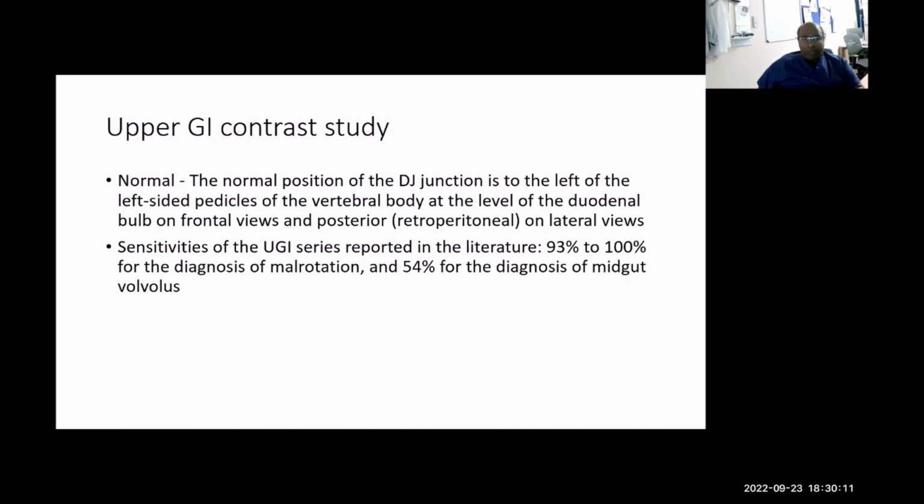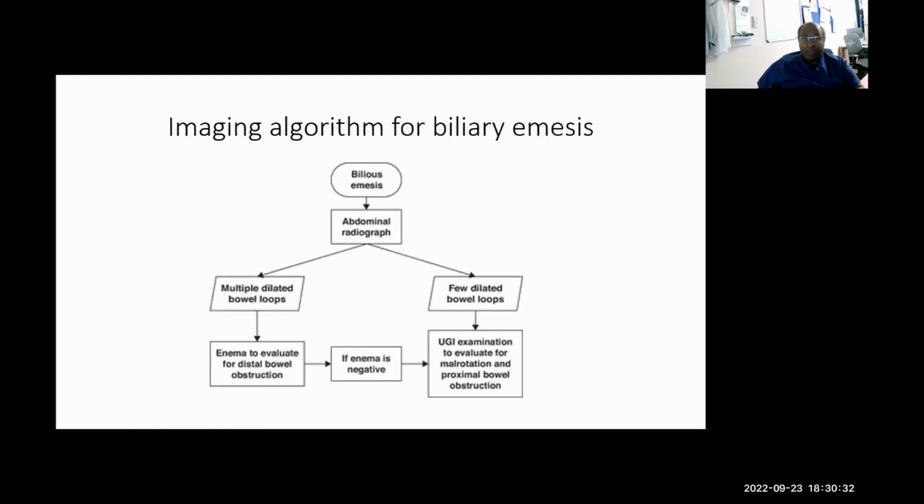The other important statistic to know is, if you've demonstrated the retroperitoneal duodenum, that's fine. But the sensitivity of upper GI series reported in the literature is 93 to 100% for the diagnosis of malrotation and only 54% for the diagnosis of midgut volvulus. So we're still not happy with the holy grail, i.e. the upper GI contrast study. So this gives you another algorithm of how we deal with bilious emesis.